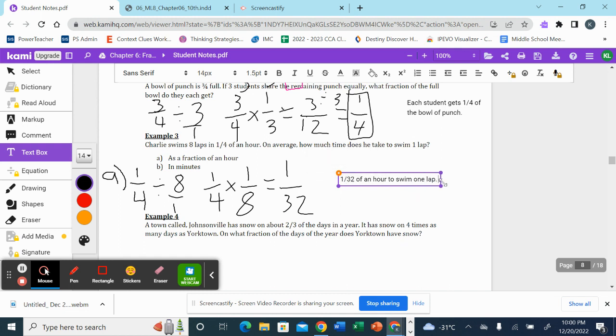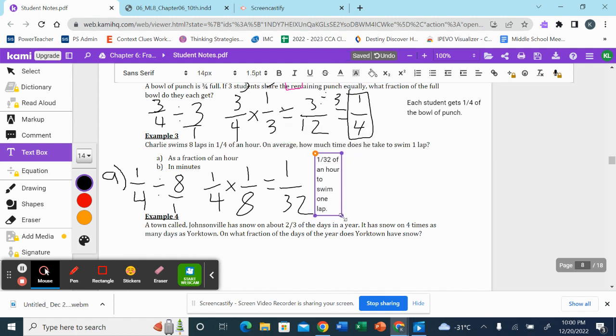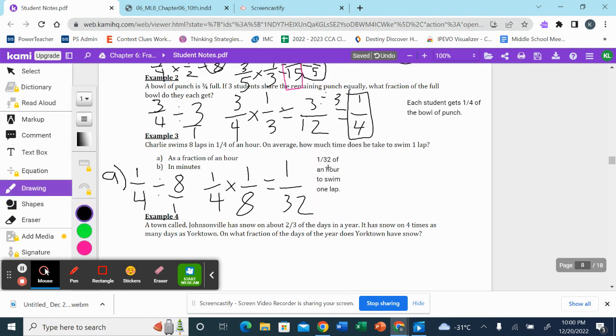That doesn't really tell me a very specific time, so, oh dear. There, look at that word problem. 1/32 of an hour to swim 1 lap. Okay. But what does that mean in actual minutes? That's a fraction of an hour, 1 out of 32. So to solve question B, how many minutes? I'm going to take 1 over 32 as my fraction of an hour.